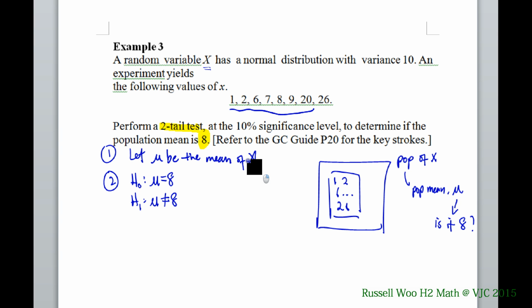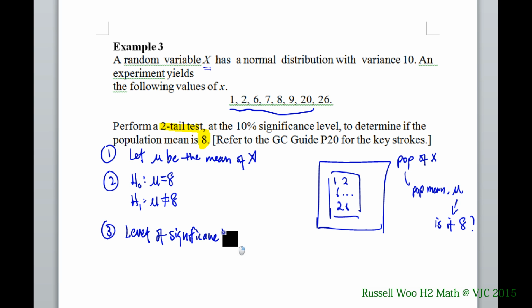Step 3, we state the level of significance. Okay, a lot of us came forward and asked me, actually I'm very confused. What is level of significance? What is p-value? I can totally understand. Let me put it this way. For now, you think about it.